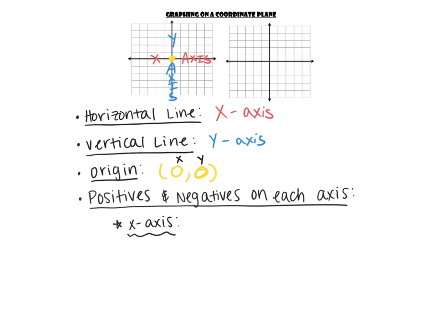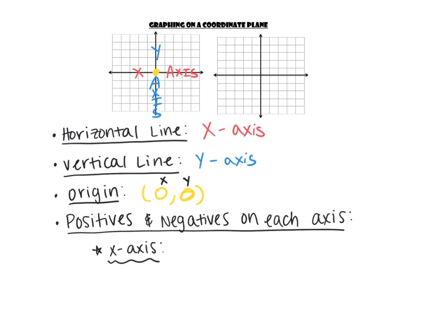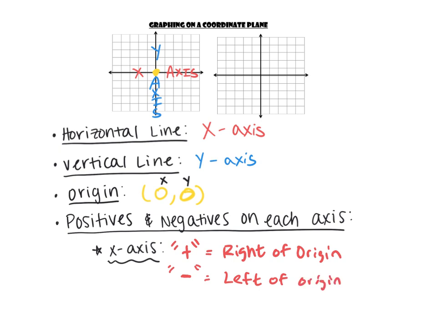Now, the graph has positives and negatives on each side, okay? So each axis has its own positive and negative. Let's start with the x-axis. The positive side is to the right. When we say the positive side, that means we are going to the right of the origin. And the negative side of the x-axis is to the left of the origin, okay?